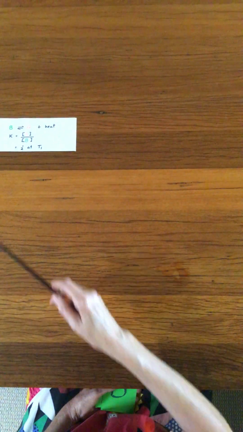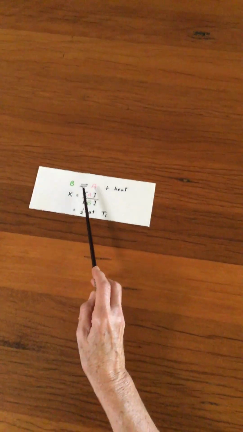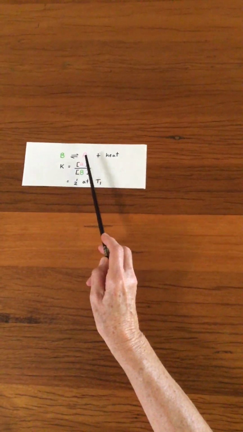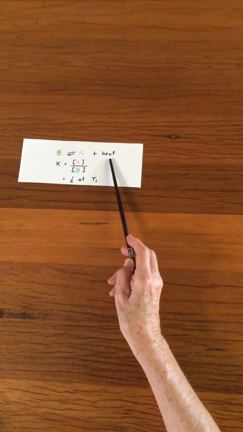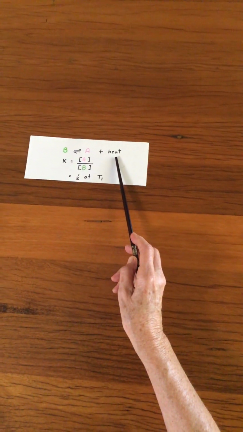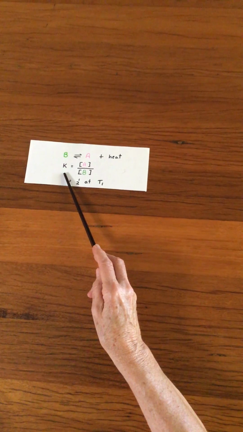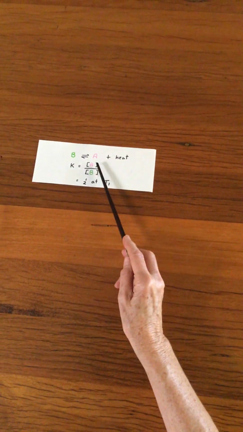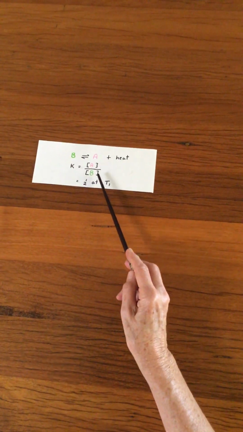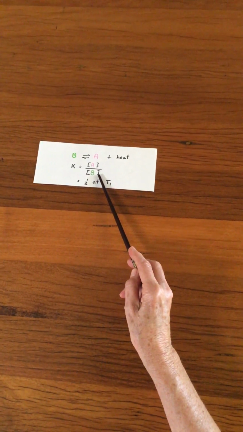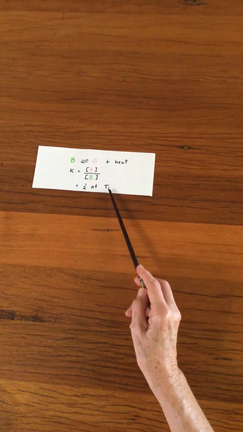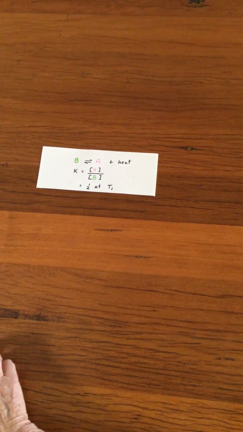So we have a simple reaction of B being converted to A. We're making that reaction an exothermic reaction. So if we write the equilibrium constant for that reaction, it will be the concentration of the products over the concentration of the reactants. And at the temperature we're starting with, we're making that value a half.